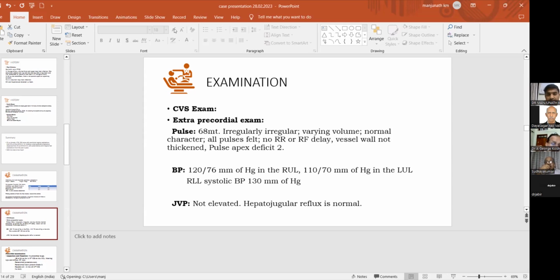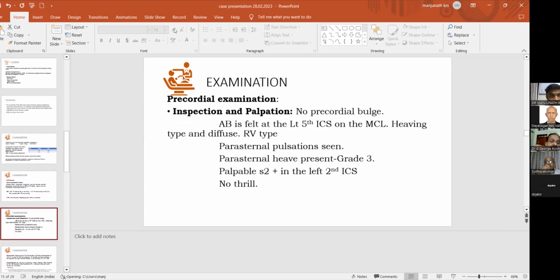Blood pressure in the right upper limb is 120 by 76 millimeters of mercury, and 110 by 70 in the left upper limb. Right lower limb systolic BP is 130 mm of mercury, sir. JVP is not elevated. Hepatojugular reflex is normal, sir.